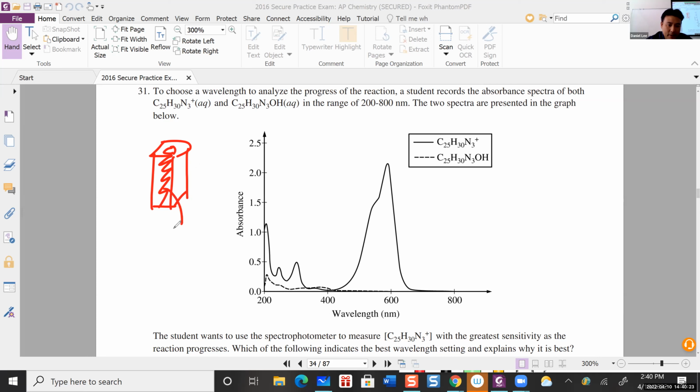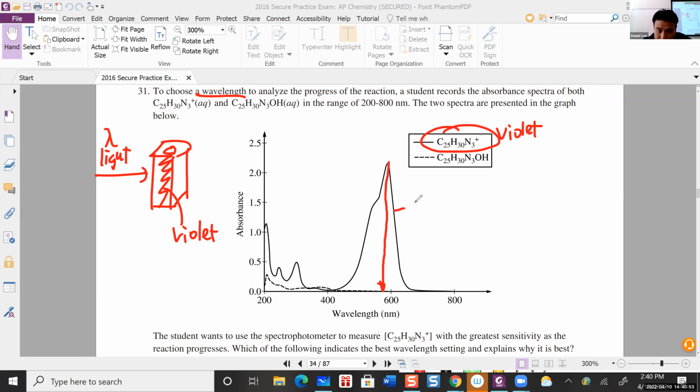And remember, this sample is that violet color compound, and you have to beam light. You have to choose a wavelength of light that this compound actually loves to absorb. So to choose a wavelength, the student recorded the absorbance of these compounds in this range. This is the violet compound, remember. So I want to use this right here. The maximum absorption for the violet compound occurs at almost 600.